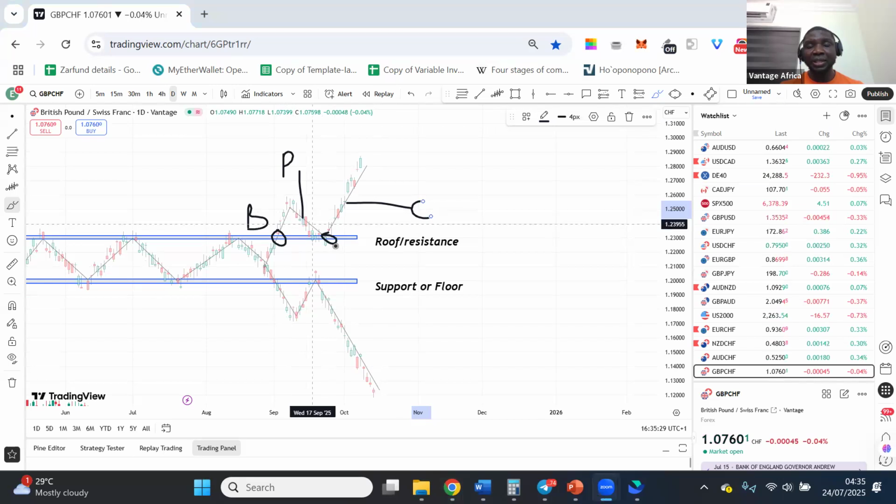And then price is going to hit it and bounce. So what happens now is this. This is your area of entry right here. This is where you enter the market. This is where you enter the buy.